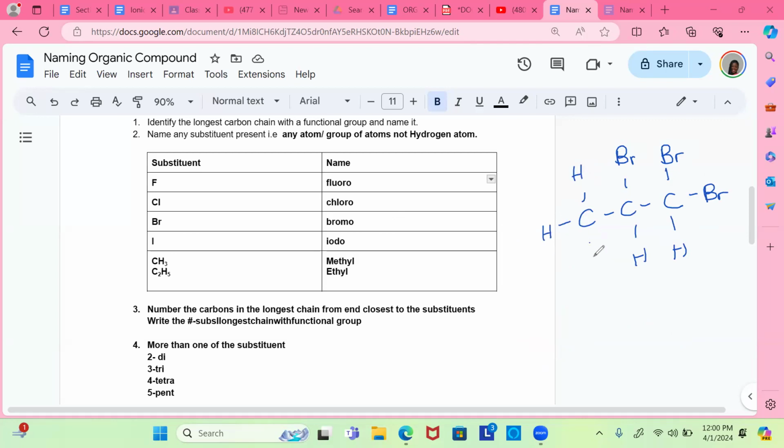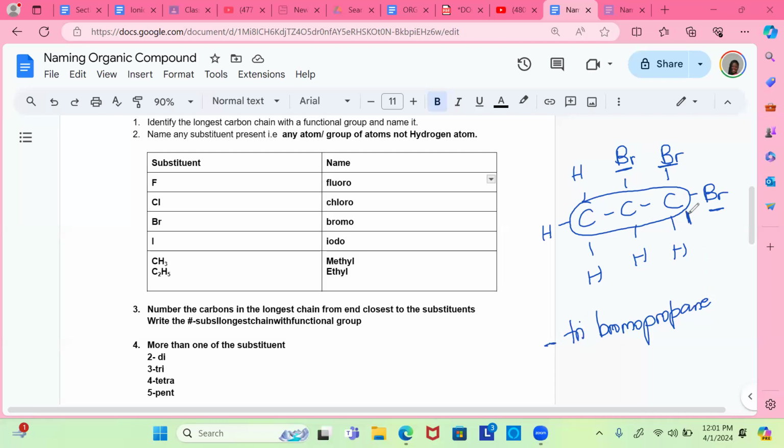How many carbons are in this compound? 3. Ready? So it's propane. Am I seeing any substituents? Yes, miss. And I'm seeing Br. Clear? How many bromo are there? 3. So it's tribromopropane.